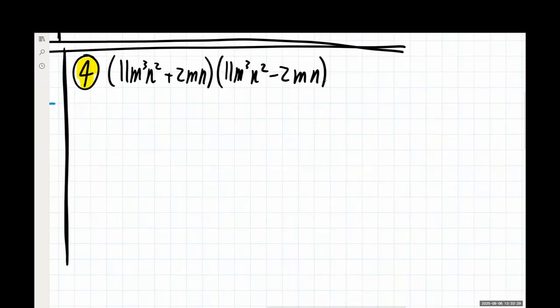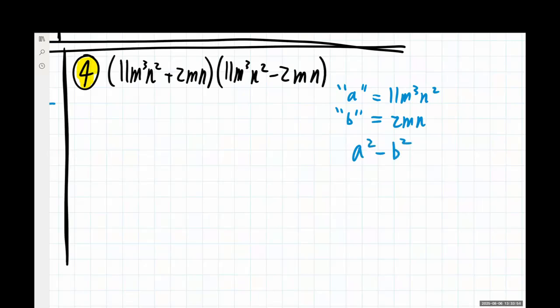We can go ahead and label for ourselves again. Here's my A, and here's my B showing up here. My A term is going to be this 11m to the third n squared. My B is going to be this 2mn. And I know this is going to be in the form a squared minus b squared for my final answer, guaranteed. So I can just plug these things in and simplify down from there.